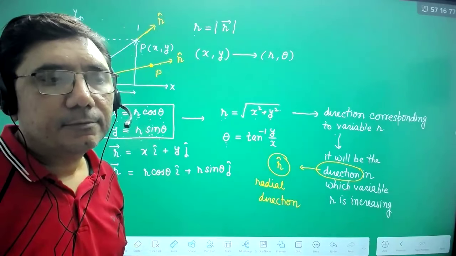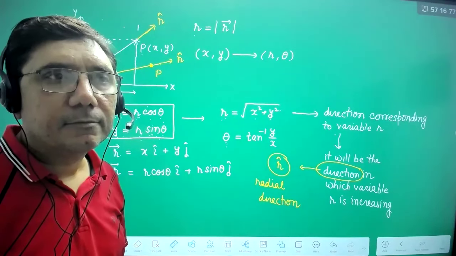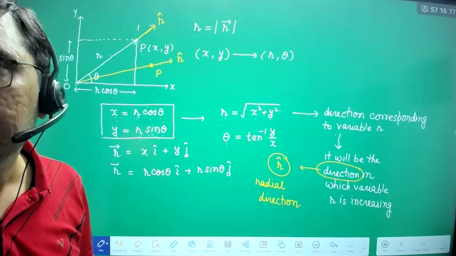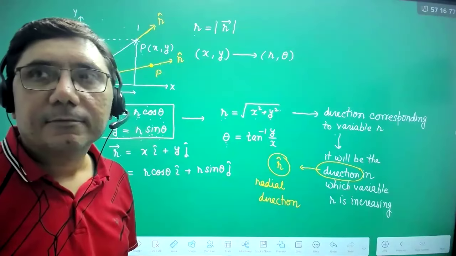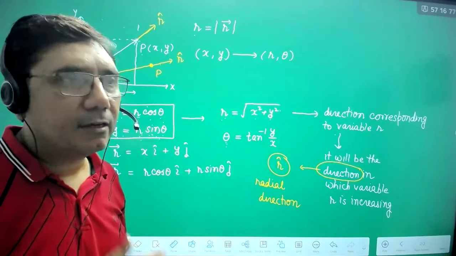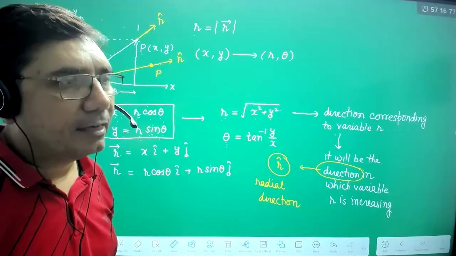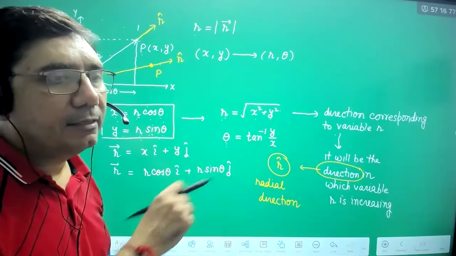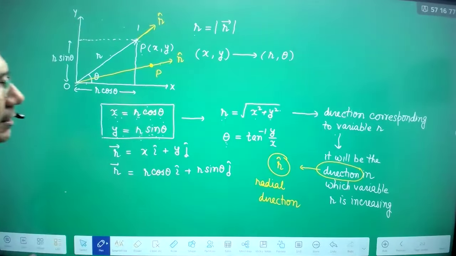Sir, if there is a circle, can we say that r cap is increasing or decreasing? No, in a circle, in the radial direction, R will be constant. I will come to your question. I will explain the circular motion here today.